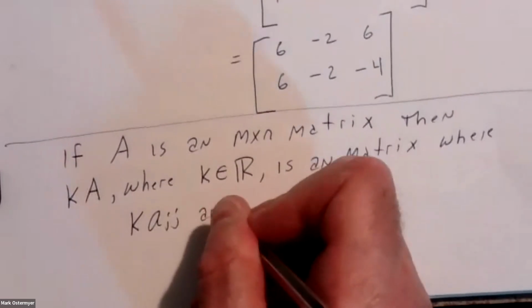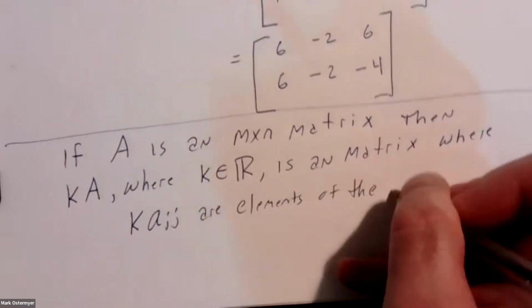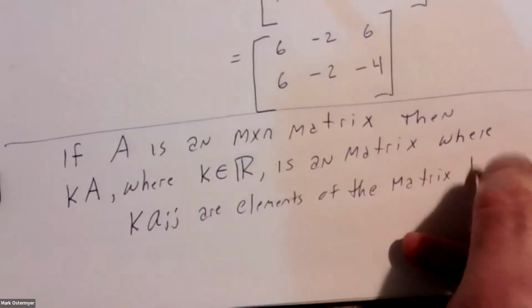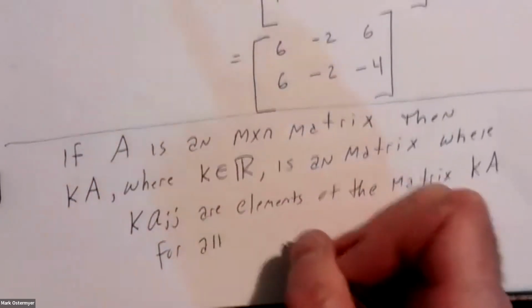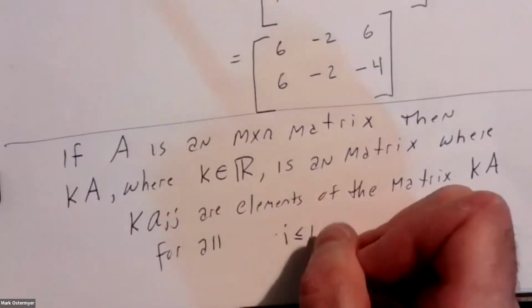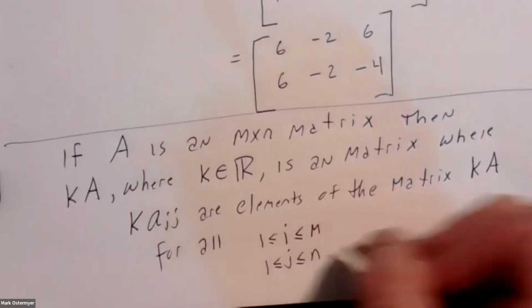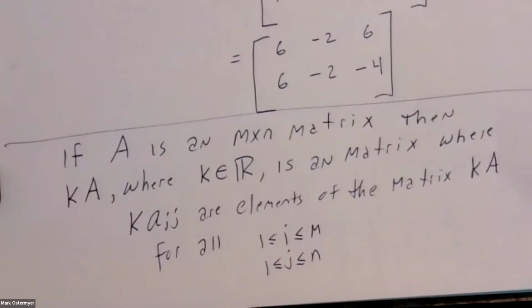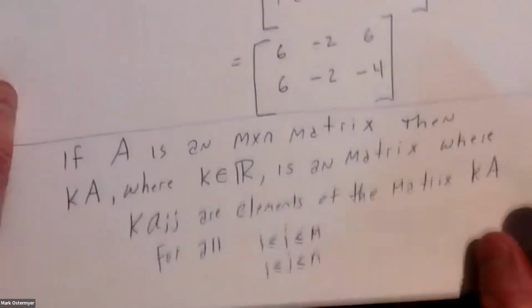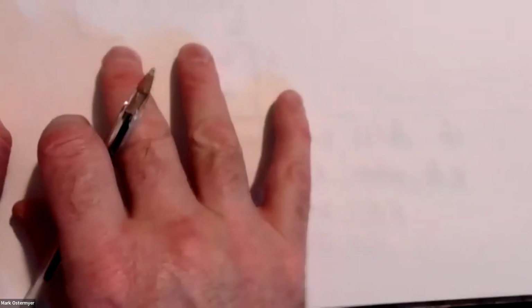Where these are elements of the matrix kA. And this is true for all i less than or equal to m and greater than or equal to 1, and for all j that roam between 1 and n. So multiplying a matrix by a real number is pretty simple. All you have to do is just multiply each entry of the matrix by that real number. And we'll look at an example.